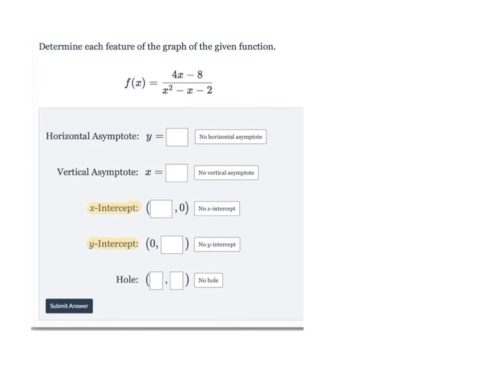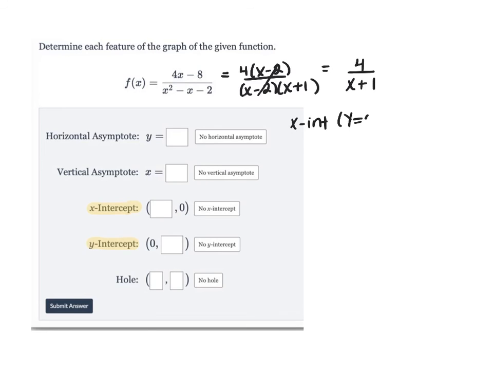So x and y intercepts, same concept as before. We're going to plug into my simplified equation. So remember, we took out a 4, and we have an x minus 2 and an x plus 1. So our simplified equation was 4 over x plus 1. So to find the x-intercept, we're going to set y equal to 0. So 0 over 1 equals 4 over x plus 1. We're going to put the 0 over 1 and cross multiply. So here we get 4 equals 0. Now, this doesn't make any sense. That means there is no x-intercept.